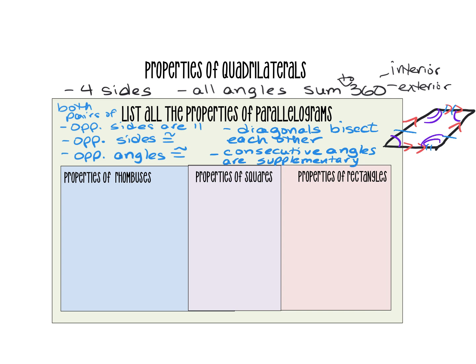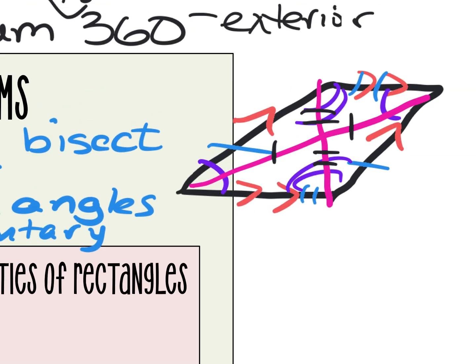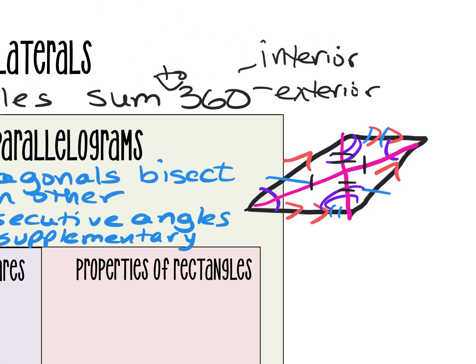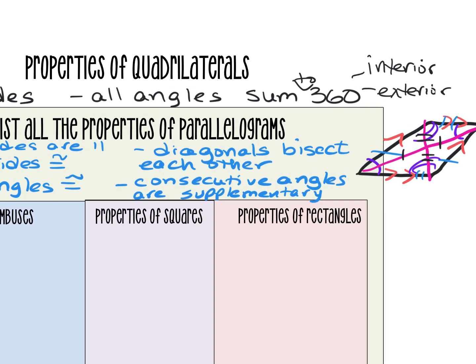And then we also learn that the diagonals bisect each other. So if I draw in some diagonals, we know that this piece now here is congruent to this one, and this one to this one. So the diagonals themselves are not congruent, but they are bisected. I know it's a lot of markings here, but opposite angles are congruent, opposite sides are congruent, opposite sides are parallel, and diagonals are bisected. So these are all your properties of a parallelogram.